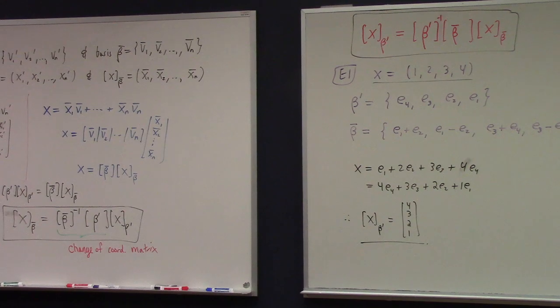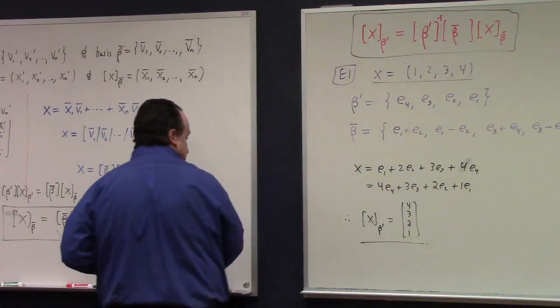And then we've got 3 plus 4 is 7. 3 minus 4 is minus 1. So our coordinate vector is 3 halves, minus 1 half, 7 halves, minus 1 half. That's the coordinate vector with respect to the beta bar basis.